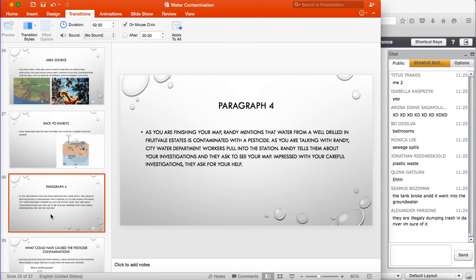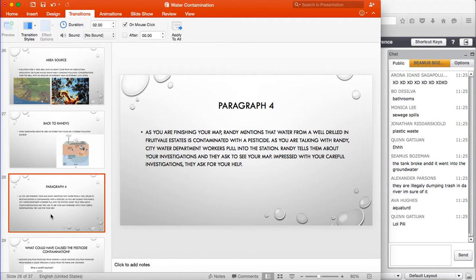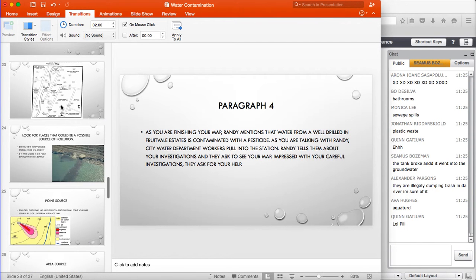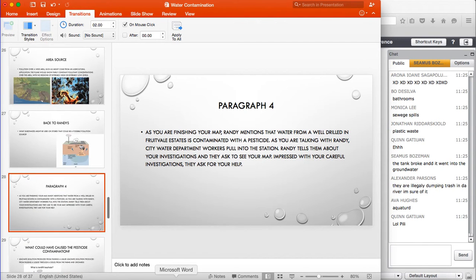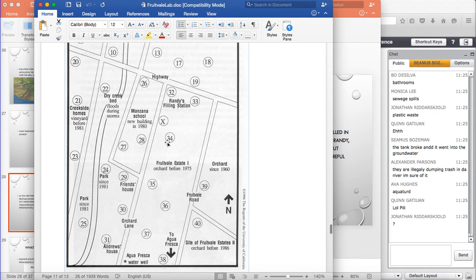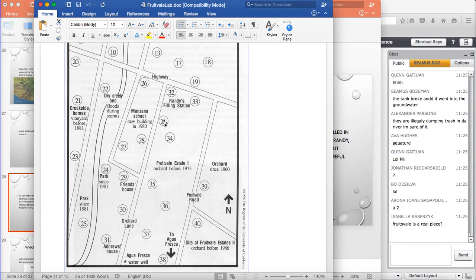As you're finishing your map, Randy mentions that the water from the well drilled in Fruitville Estates is contaminated with pesticides. Where was Fruitville Estates? Let's look. Fruitville Estates, I guess that would be this one right here. A well drilled, I think that's this one right here.